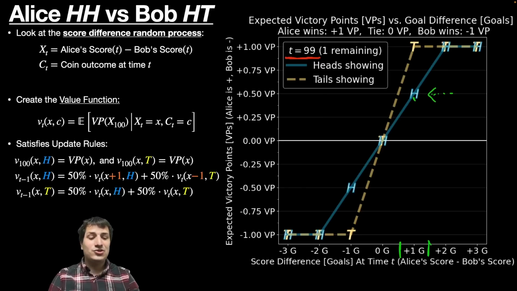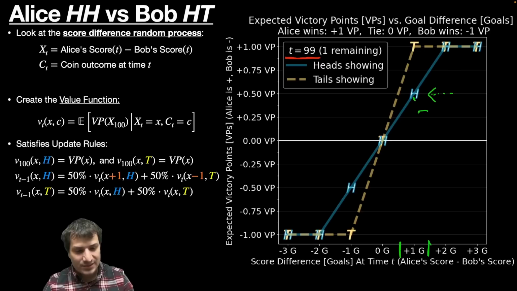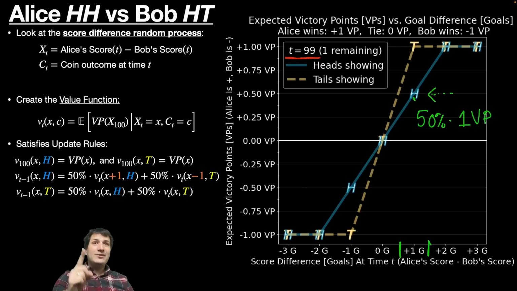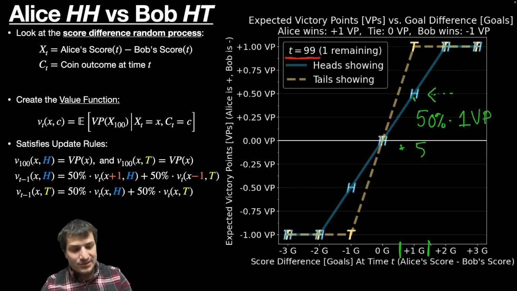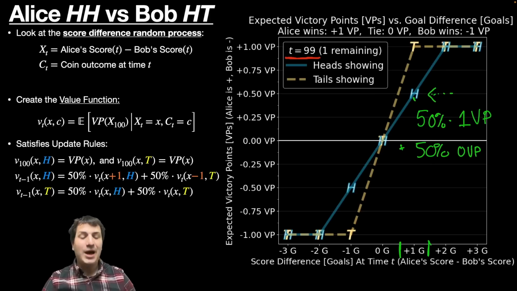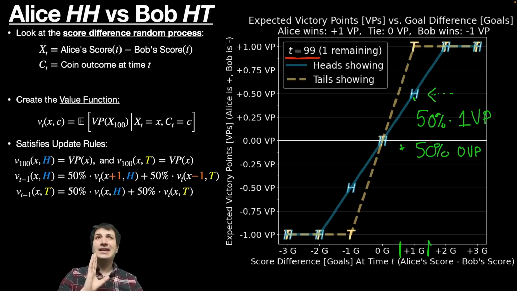If Alice scores again, then Alice will be at +2 and she will win. So that will happen half the time. So 50% chance Alice wins, and when Alice wins, you get 1 victory point. But there's also a 50% chance that Bob wins, and you get 0 victory points. And that's because if Bob scores, it will be an exact tie, and in an exact tie, there are 0 victory points assigned. And that is why this thing is 0.5.